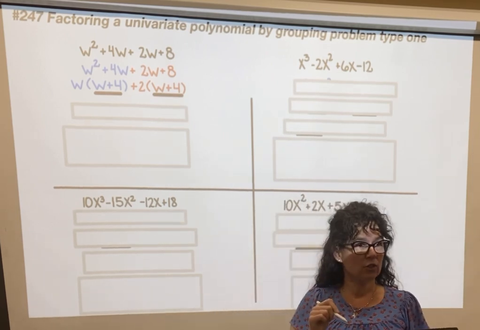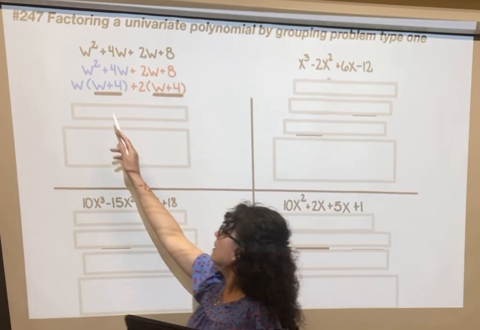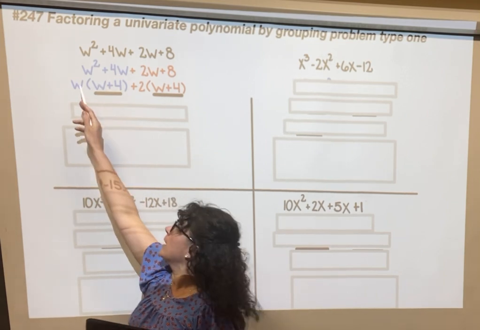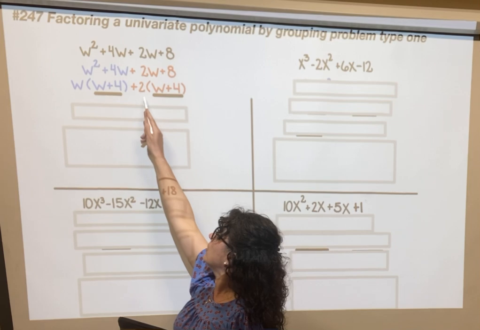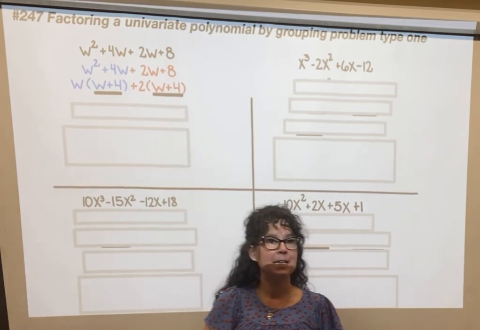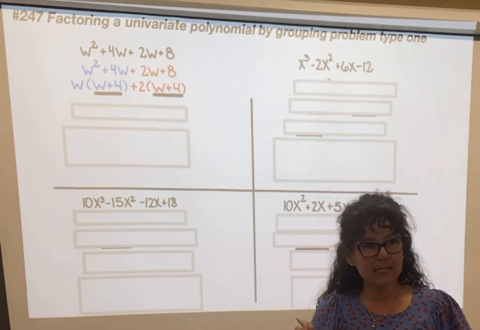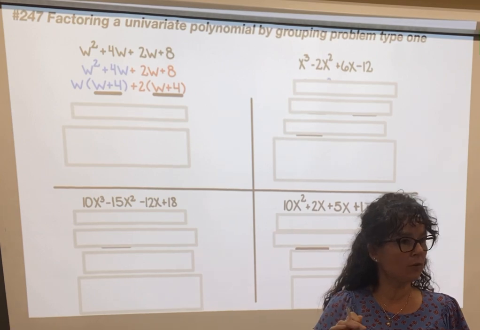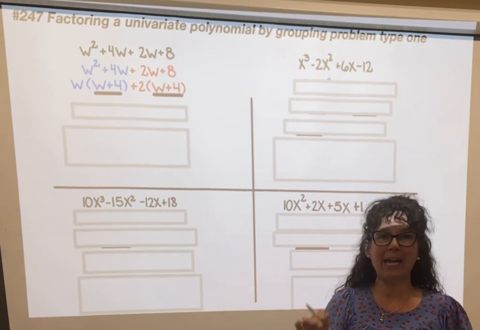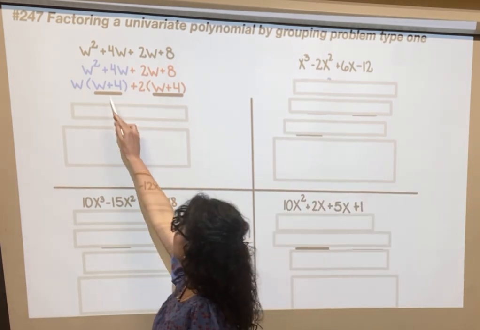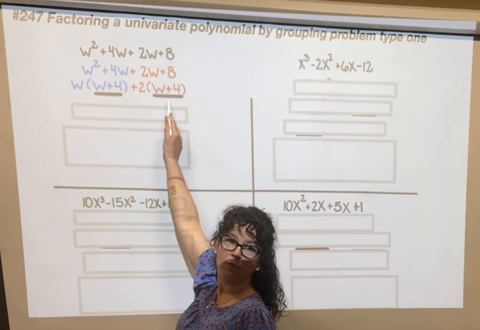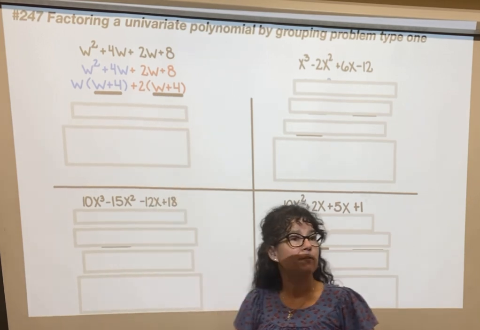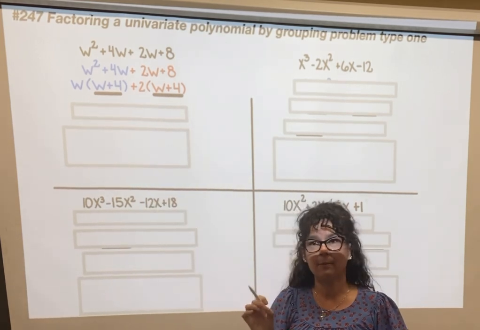You can redistribute to verify. W times W is W squared. W times 4 is 4W. 2 times W is 2W. And 2 times 4 is 8. It's not a coincidence that the leftover is matching. I have W plus 4 here, and I have W plus 4 here. If they're not matching, you did something wrong.